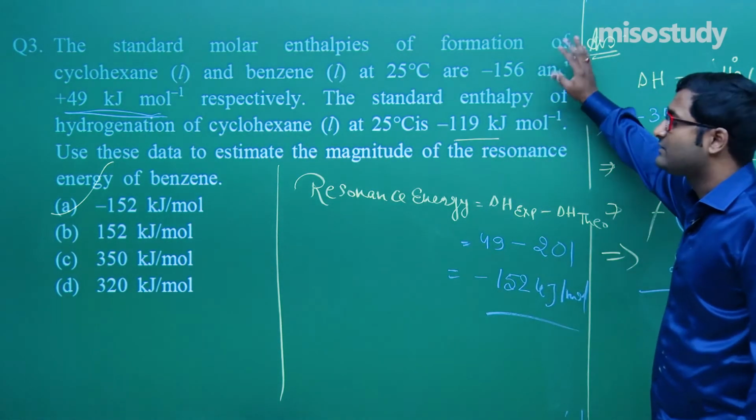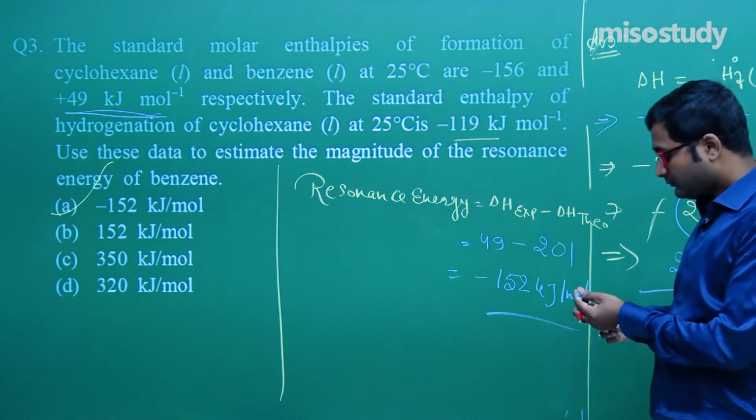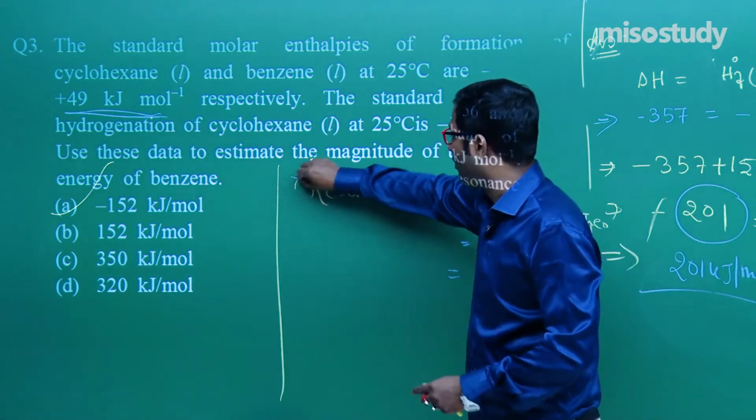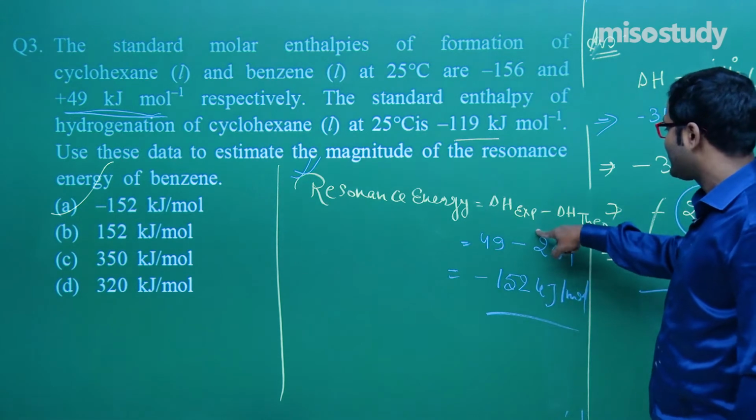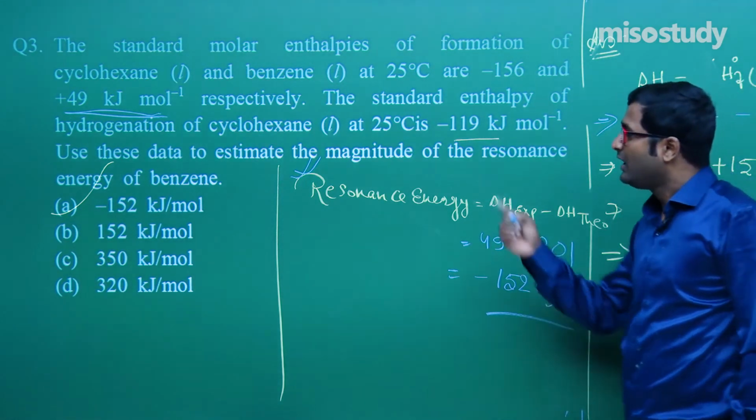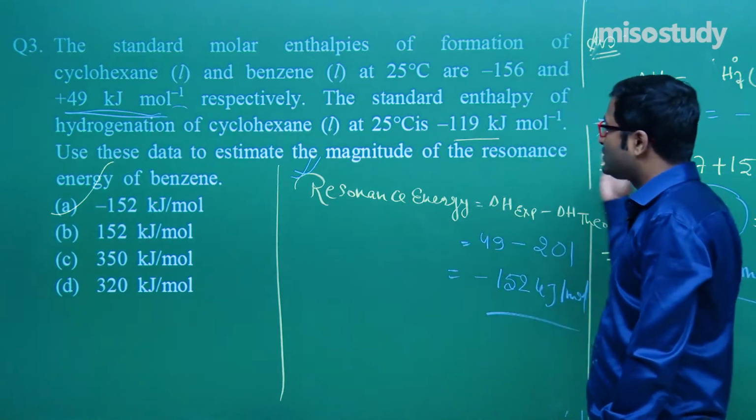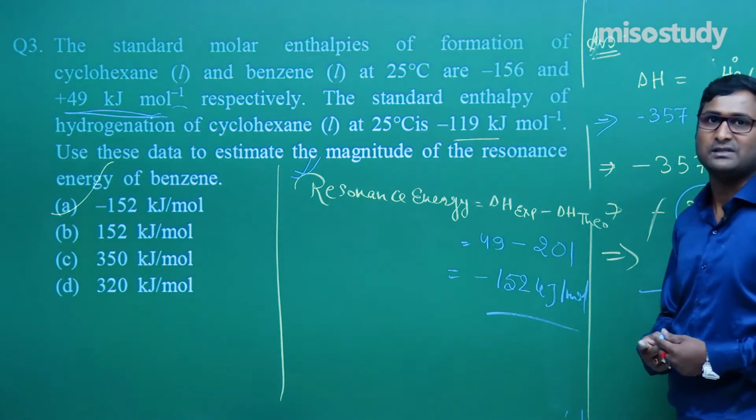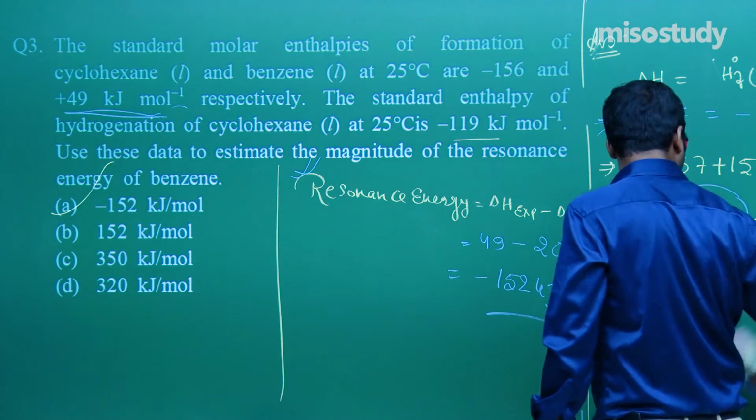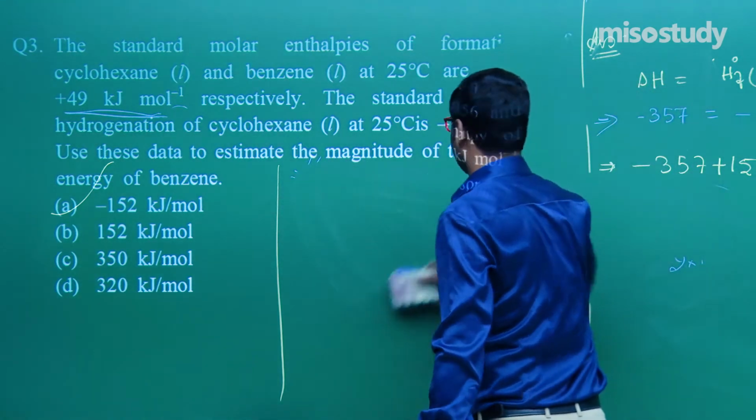Clear? The question is a very good question. One thing you have to memorize is the formula: resonance energy is experimental minus theoretical value. Always in the question, the experimental value and theoretical value are given. By using the data, we can easily solve such questions. I am going to rub this part, friends. Wait for a moment.